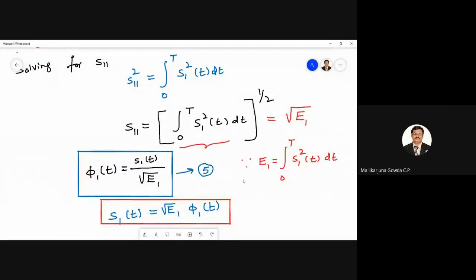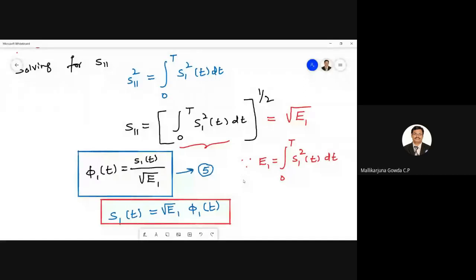So I set all the coefficients Sij equal to 0 except the first term, S11, in equation 1. With that I wrote S1 of t equal to S11 pi 1 of t. Then I expressed it in terms of pi 1 of t, so pi 1 of t is equal to S1 of t by S11. Since S11 means i and j are both equal to 1, the integral from 0 to T of pi i of t pi j of t dt becomes the integral from 0 to T of pi 1 square of t dt, which is equal to 1 when i equals j.